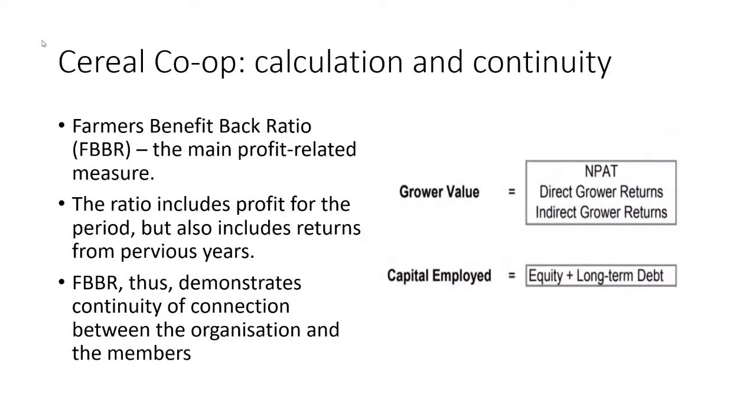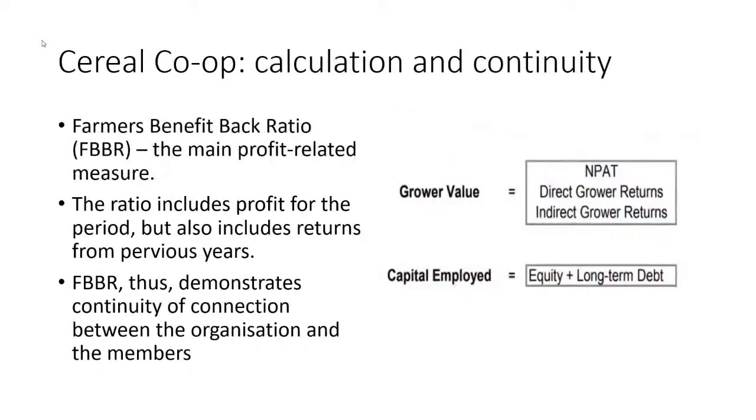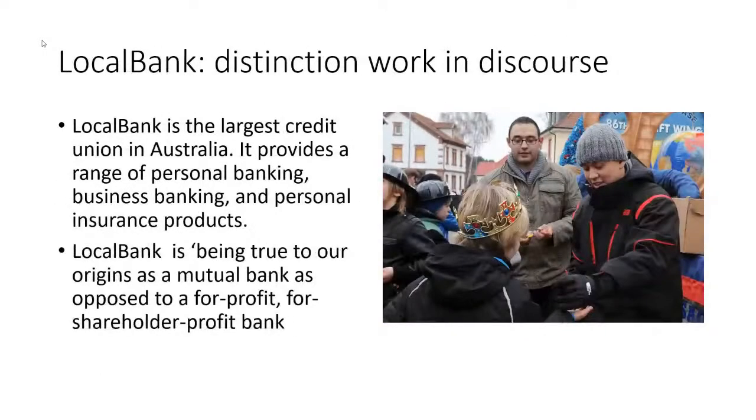Now, it is true that in this organization, there's a lot of homogeneity. Everyone is a farmer. They know where they are. All of them do the same business. They know exactly what the organization does for them. Here in the bank, there's a lot of variety. All kinds of customers.